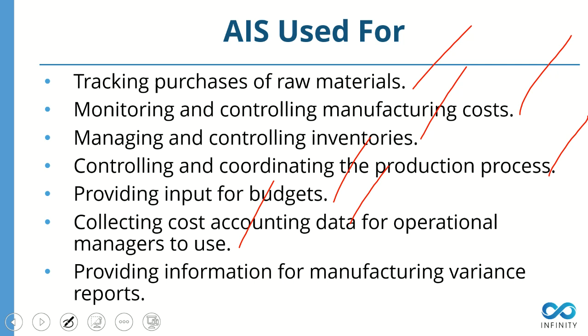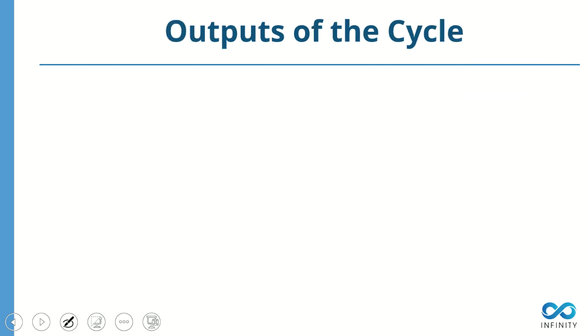Also providing information for the manufacturing variance report. So you may prepare a variance report: what was the standard cost at which the number of units were supposed to be produced, how much you spent, and what's the variance. All these reports you can get from an AIS.